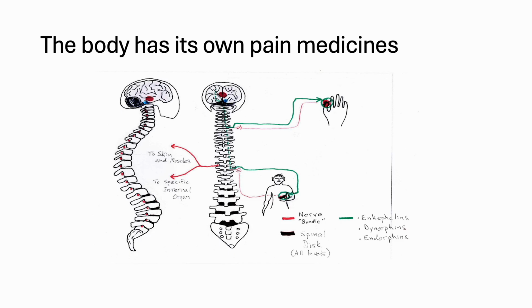Did you know the body has its own pain medicines? If you've ever heard of endorphins, that's what we're talking about. There are a couple of others called dynorphins and enkephalins, but we'll focus mostly on endorphins.